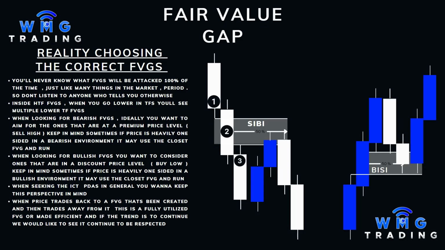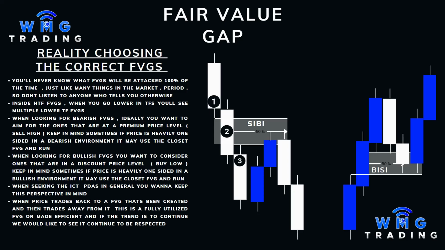Like I said about the bearish scenario, just flipped around to bullishness. When seeking the ICT PD arrays in general, again, you want to keep this premium and discount of a range in mind at all times, because you want to buy low, sell high, right? That's what we're trying to do to maximize things.